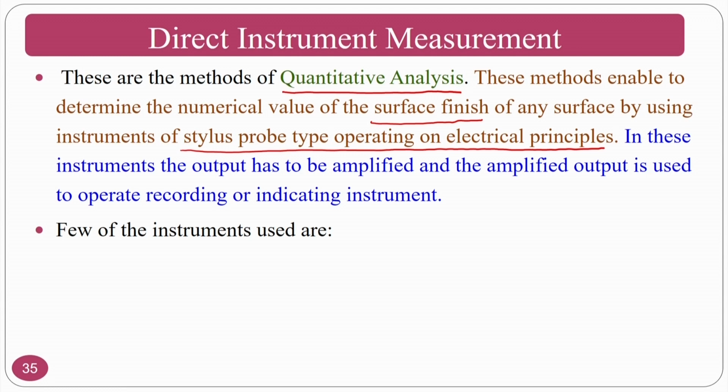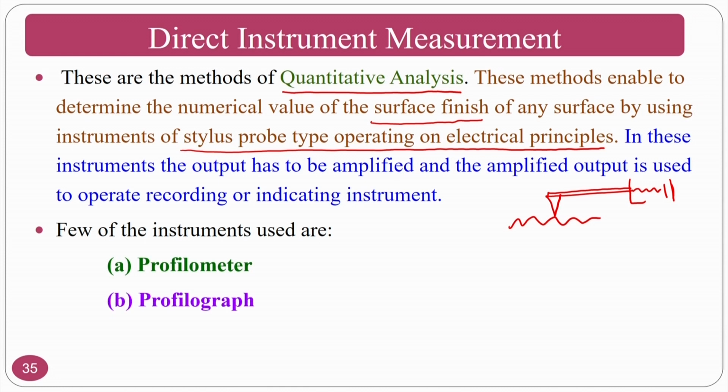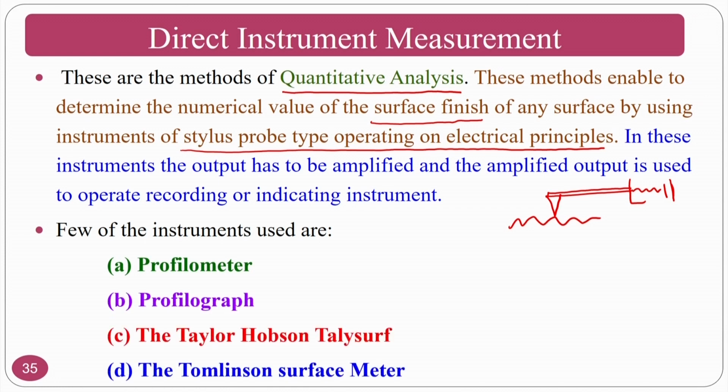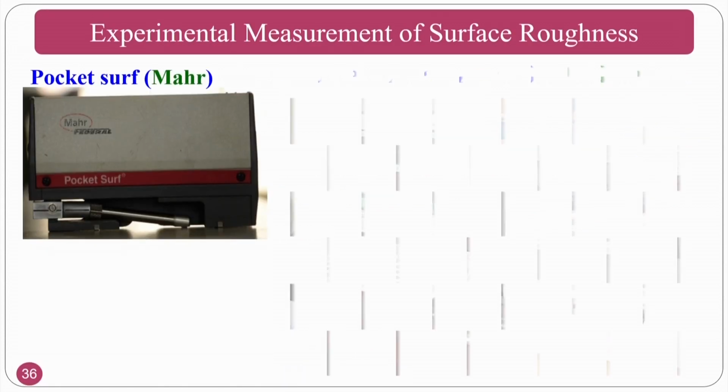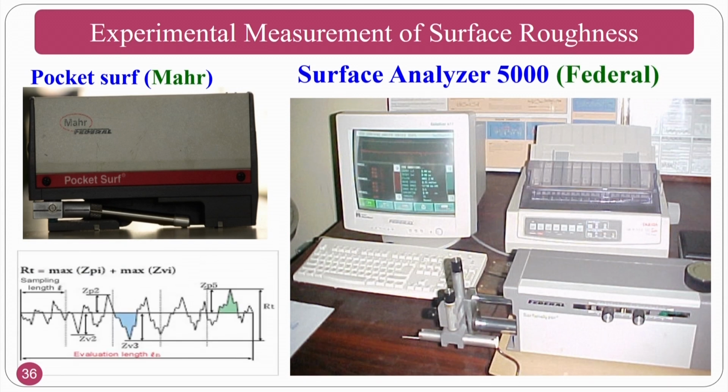So, there is a contact method where you will have a probe. Assume that this is my surface. I will have a probe. This probe is connected to some electrical sources. A lot of things are there which are of less importance for the mechanical engineer. Just a stylus will be moving on the surface and you will get the value. Similar things you have also understood in the previous slides. A few instruments: one is the profilometer, profilograph, Taylor-Hobson Talysurf and surface meter, and other things are the common methods.